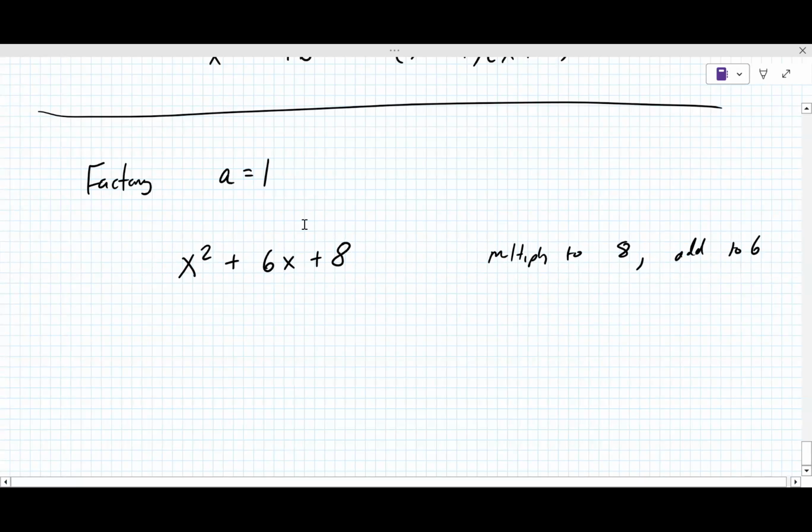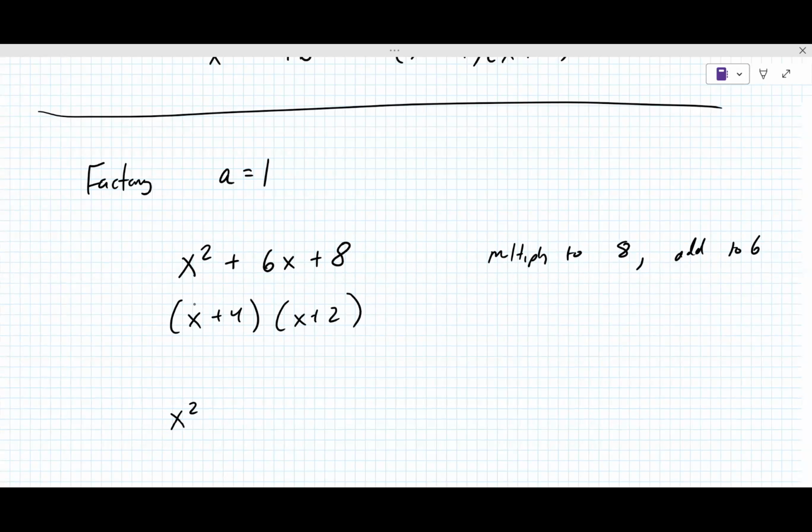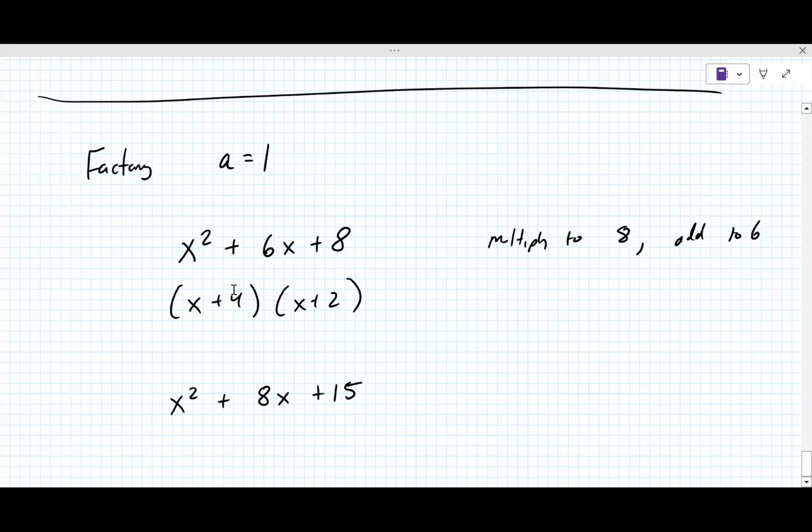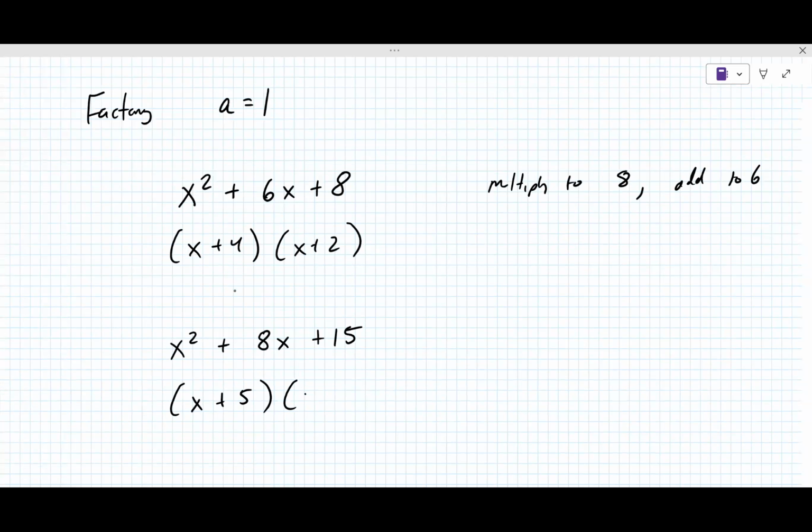Can you think of those two numbers? 4 and 2. This becomes x plus 4, x plus 2. How about this one? X plus 5, x plus 3. Good. Now, do you notice so far that your answers are both positive because all of these are positive?